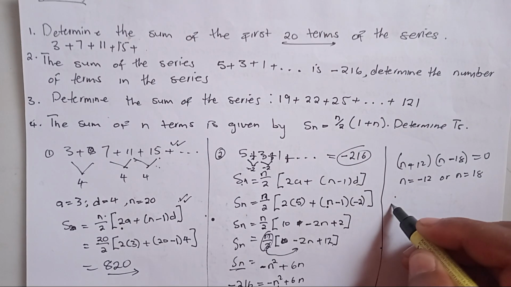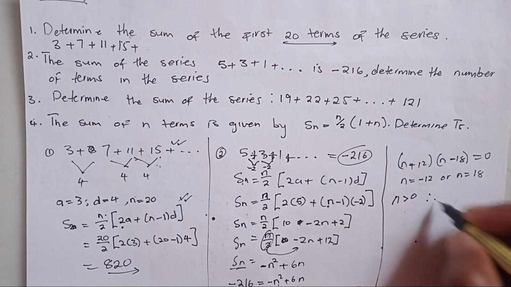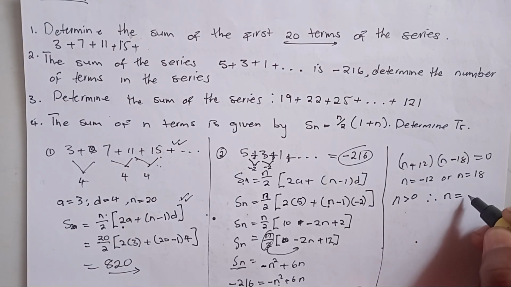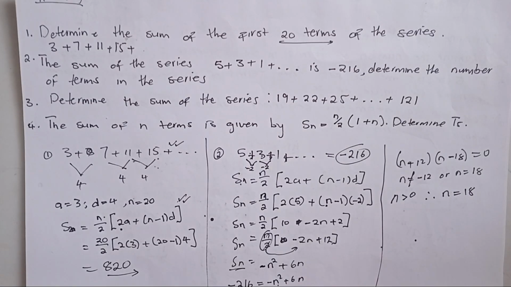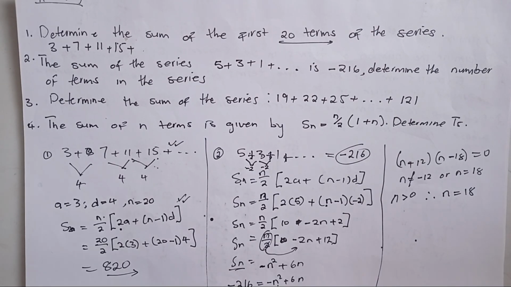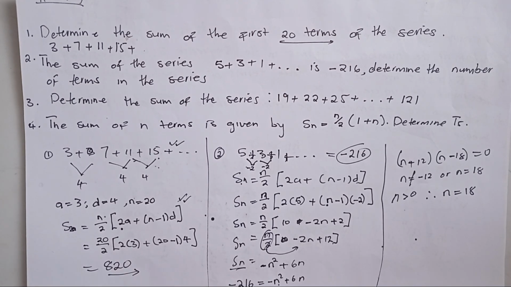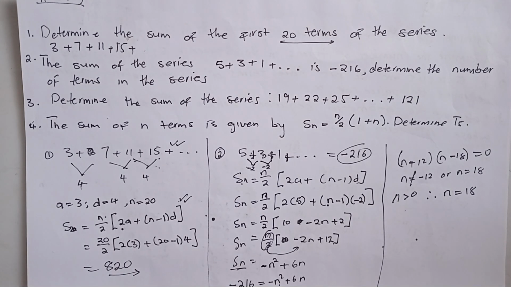Guys, we know that n must always be greater than what? 0. So that means that n is equivalent to 18, not minus 12. Because remember, I told you that n can never be a decimal. n can never be what? Can never be a negative number. So it's going to be a whole number, something like that. So I hope this activity made sense. So let's try to work on the other question.